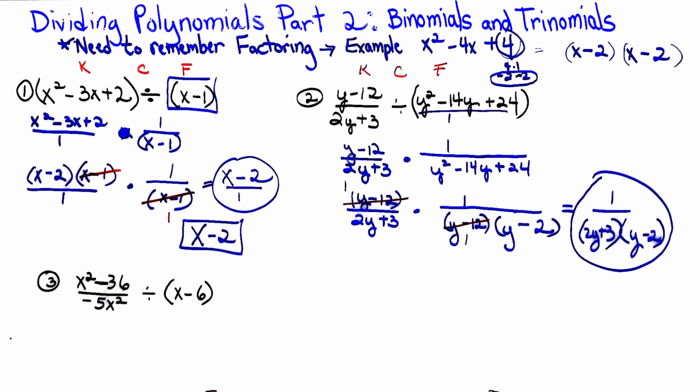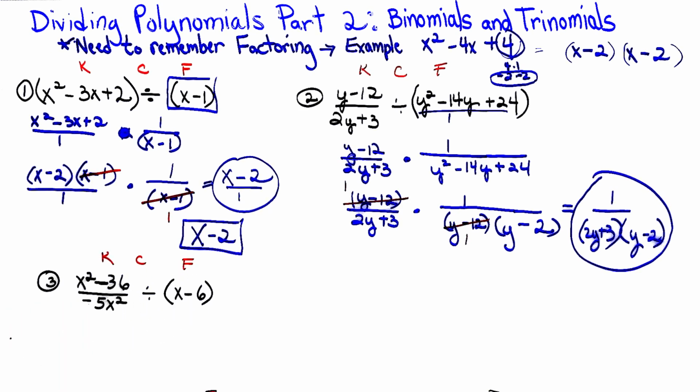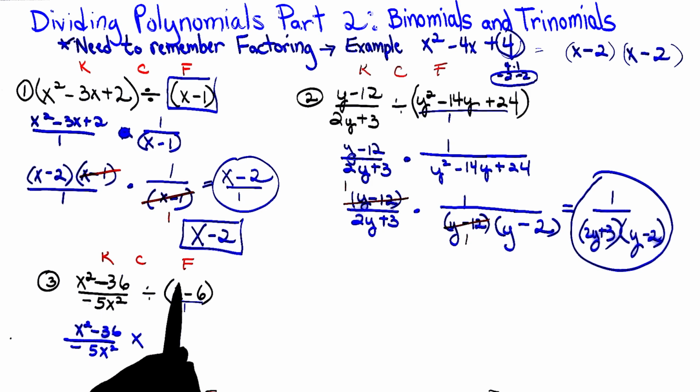And looking at the last one. So now for the last one, we have (x² - 36)/(-5x²) divided by x - 6. So again, keep, change, and flip. I do not rewrite anything. I just keep it the way it is. There's my first term, the same. I'm changing my sign. And now I am going to put 1. Remember, we're going to write the reciprocal. So it's 1 over x - 6.